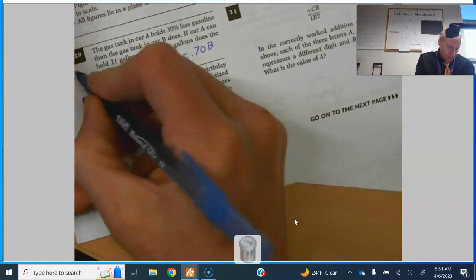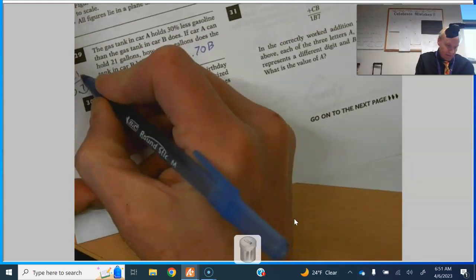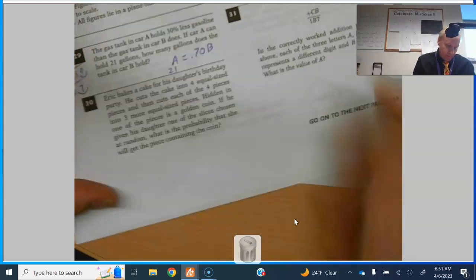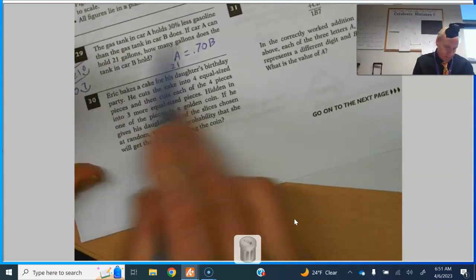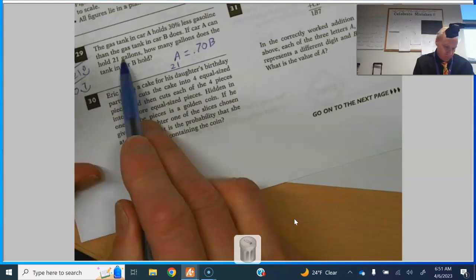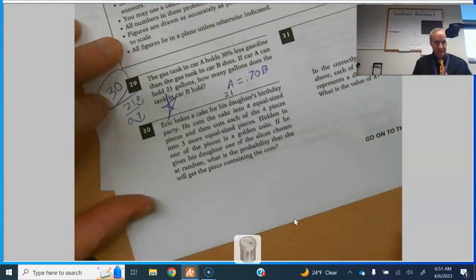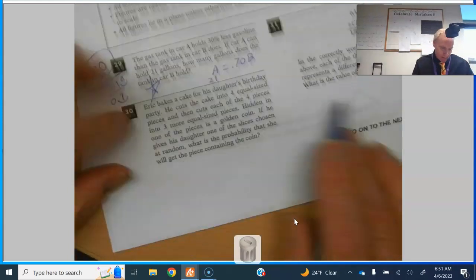Let's see, 21 over 0.7. I'm going to move the decimal one place and divide, and I get 30 gallons. 30% less than 30 gallons is 21 gallons. And sure enough, I'm going to put a little star on there. Just set up the proportion, or set up the equation, and solve.